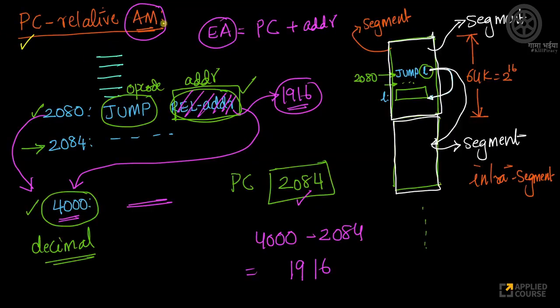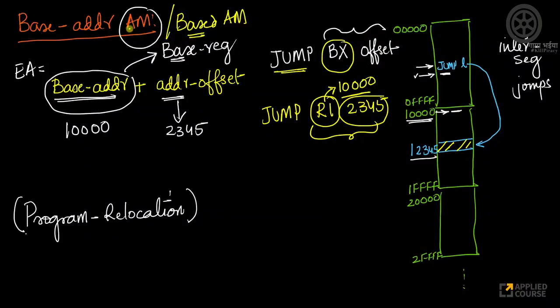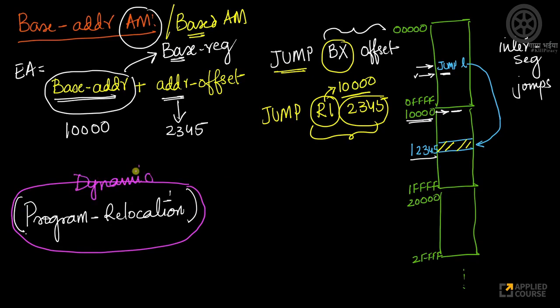Now look at this. Both PC relative addressing modes and base address addressing modes are extremely popular in the modern world wherever you have jump statements, because we want to be able to perform program relocation at runtime. So there's something called dynamic program relocation. What does this mean? This is something we've discussed in operating systems, but I'll give you a brief overview here.